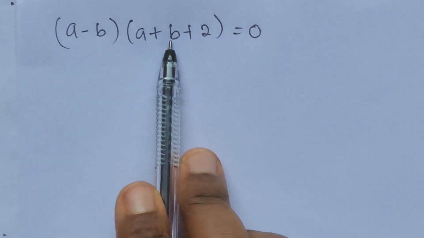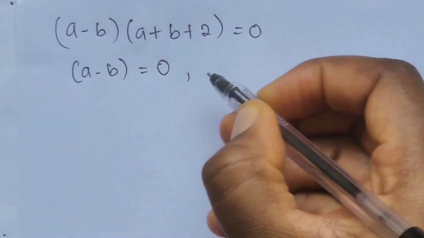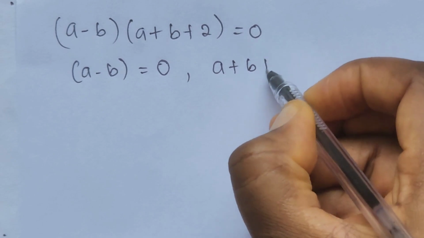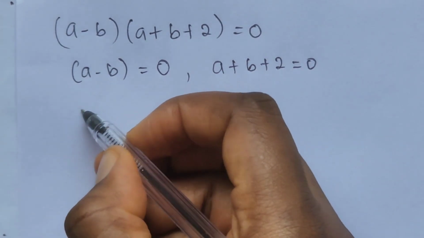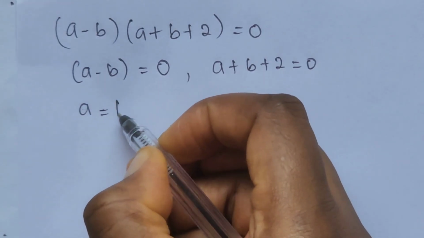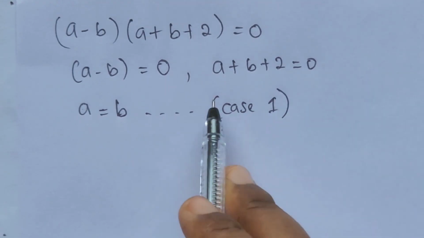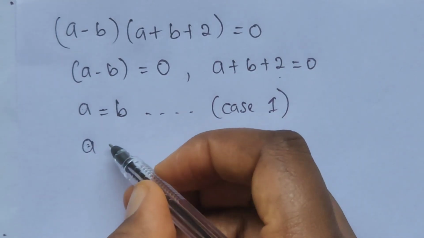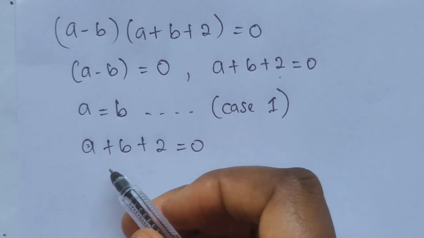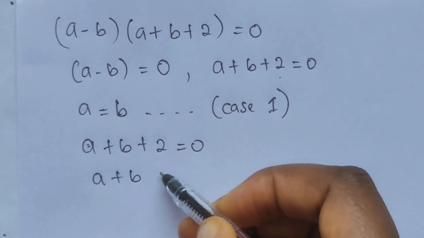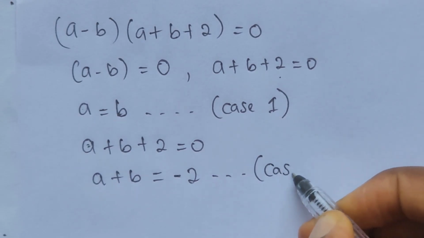So we have two equations here. We have that a minus b is equal to 0 and a plus b plus 2 is equal to 0. So from here, for the first equation, we have a to be equal to b. So let's name this case 1. And for the second one, we have a plus b plus 2 to be equal to 0, which is the same as a plus b is equal to minus 2. So let's name this case 2.